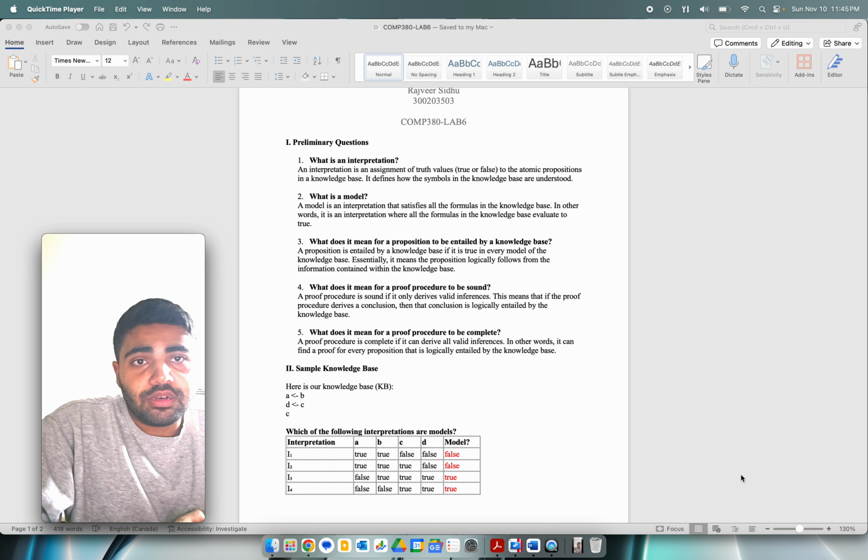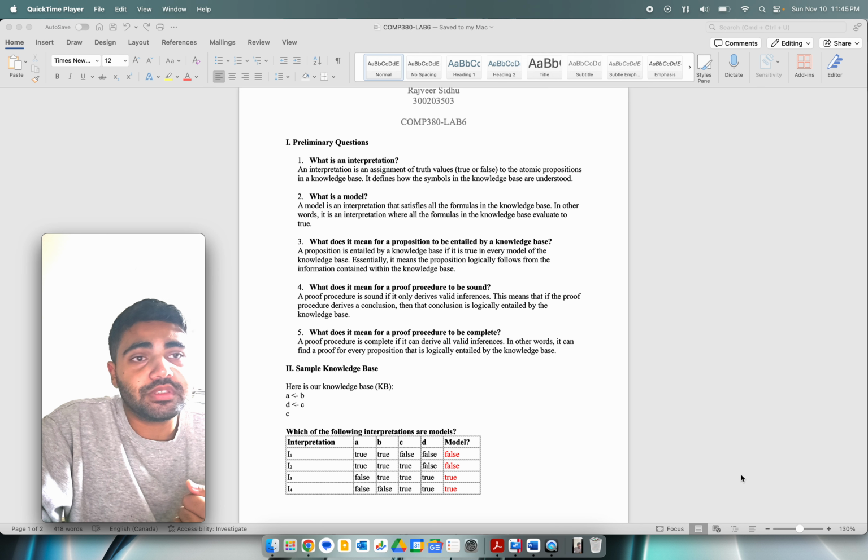And what is a model? A model is a specific interpretation that satisfies all the rules or formulas in a knowledge base. Think of it as a situation where every statement in our knowledge base is true. If we can find at least one model, we know our knowledge base is consistent.